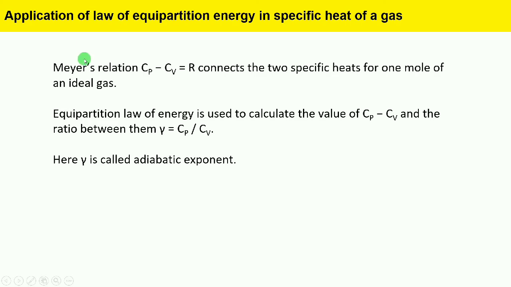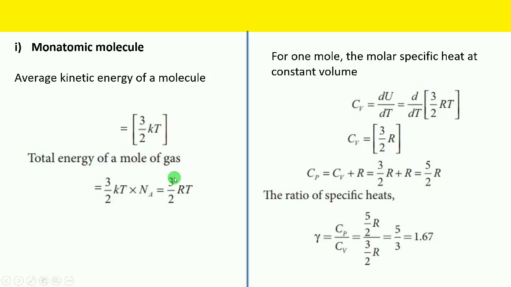If you apply Mayer's relation, Cp minus Cv equals R, where Cp is the molar specific heat at constant pressure and Cv is the molar specific heat at constant volume, we can consider the ratio of these two specific heats, denoted by gamma. Gamma is Cp upon Cv, and it is known as the adiabatic exponent or adiabatic constant. We will consider this in the next topic.